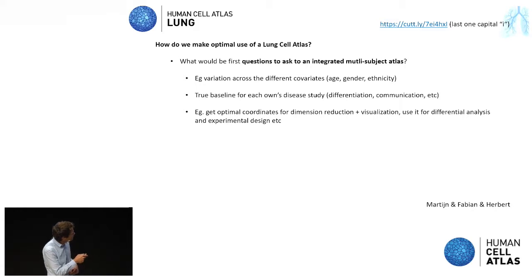So in any case, we want to basically map out this variation, and if you now do your own study, you want to basically get tests. Are we within normal or not? Can we map this on top of it? So this baseline for each own DC studies, which are coming up now a lot, will be important, both on just simple differentiation, but also, let's say, if you have spatial data on cell-cell communication.